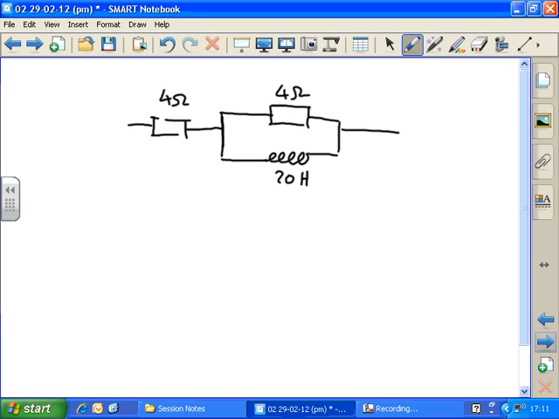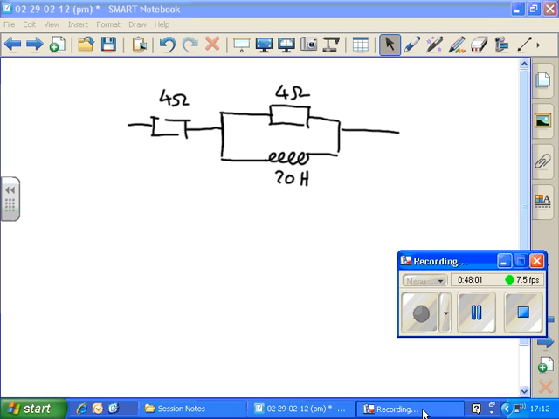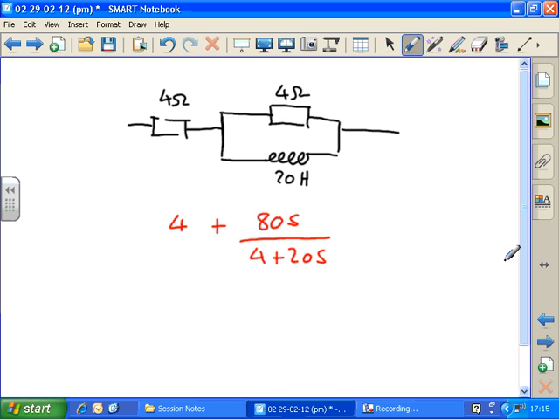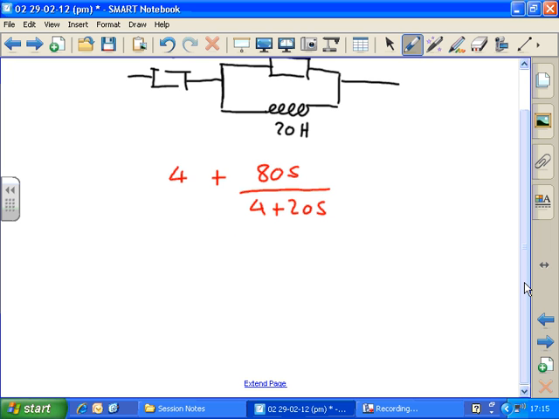So we've got a 4 ohm resistor in series with a parallel combination of a resistor and inductor. I'm just going to pause this for a minute because you might be able to come up with a solution for this yourself. Work out what you think it would be, and then we'll go through it together. So that's the first step, 4 plus that. Now, looking at this right-hand one, can I tidy that up a bit? Simplify it a little bit?